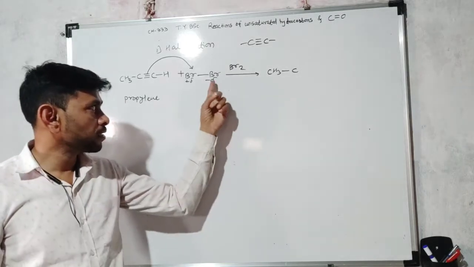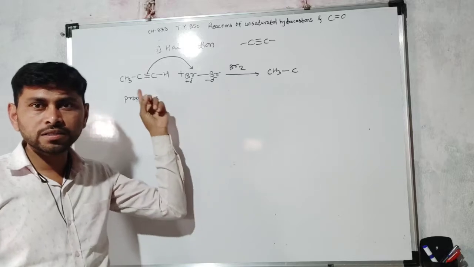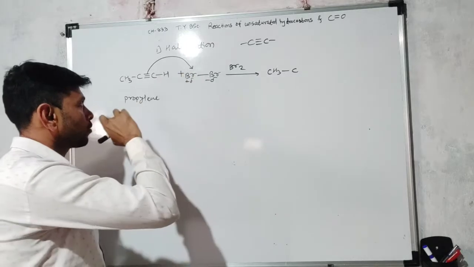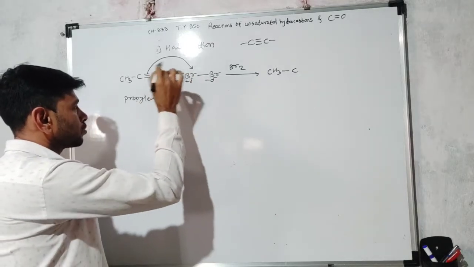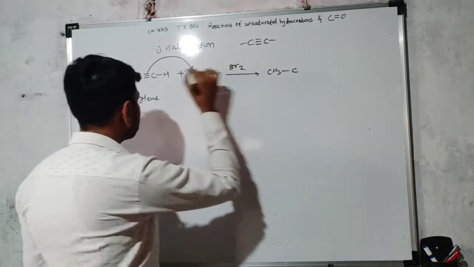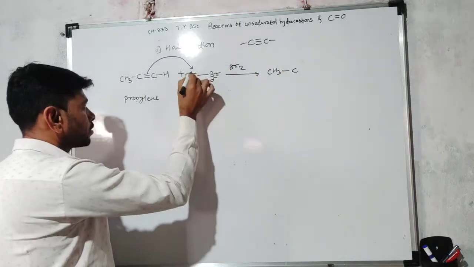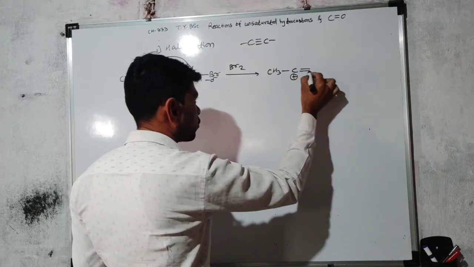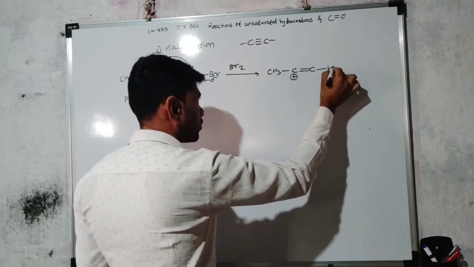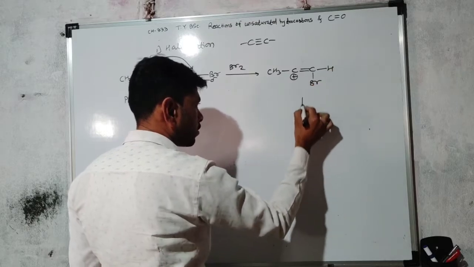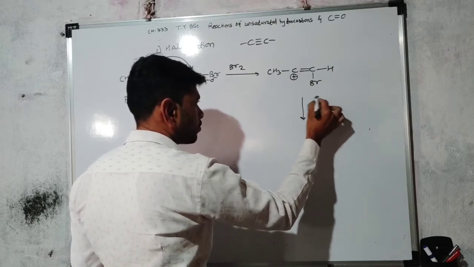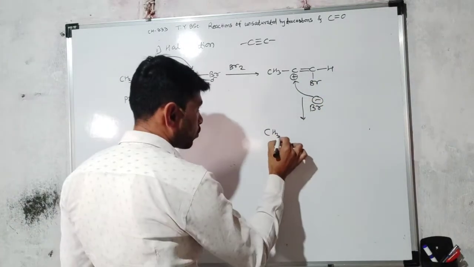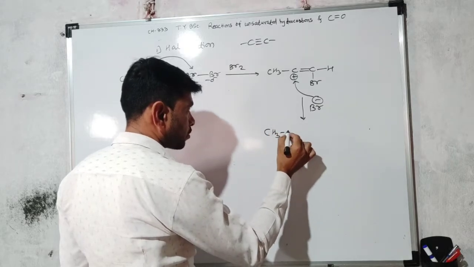What does Markovnikov's rule say? It says that the negative part of the reagent attaches to that carbon atom which is having less number of hydrogen atoms. So see here CH3, this Br attachment takes place. We get positive charge here, and Br gets attached here. So in the next step, this Br minus attacks here, and we get the dibromo propene as a product.